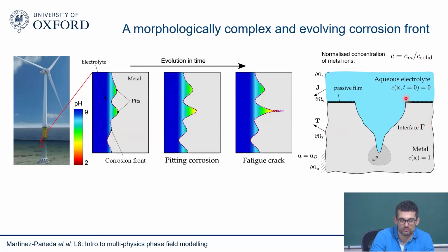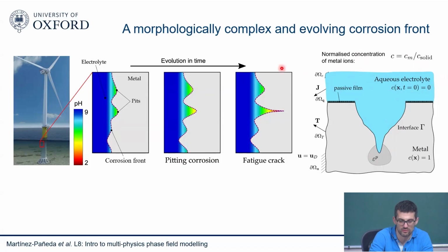And then as you have corrosive reactions at the interface, you detach metal atoms. Those metal ions will travel through the electrolyte, and they may be 0 or very close to 0 very far away from the interface. But there will be a nonzero value at the interface, and they will travel along. At the beginning, of course, you have 0 in the electrolyte.